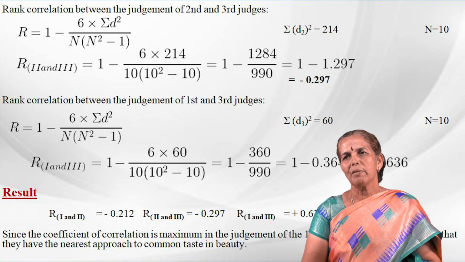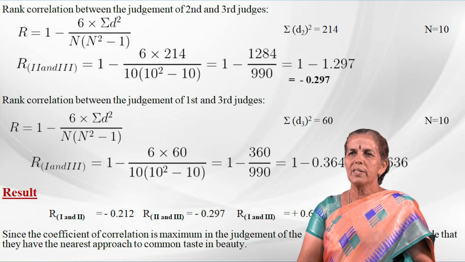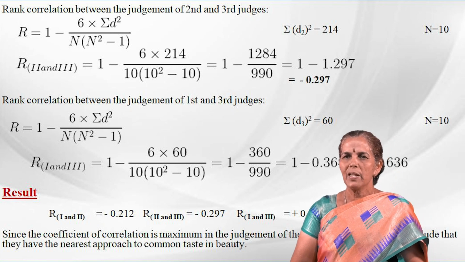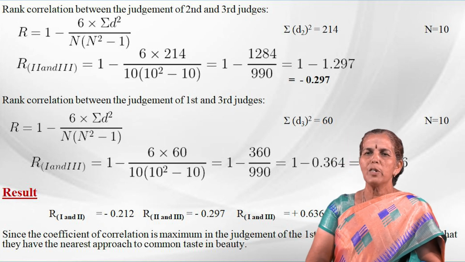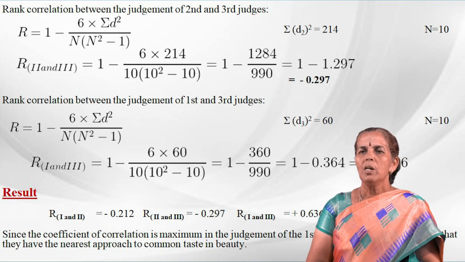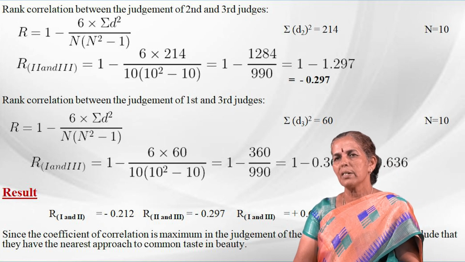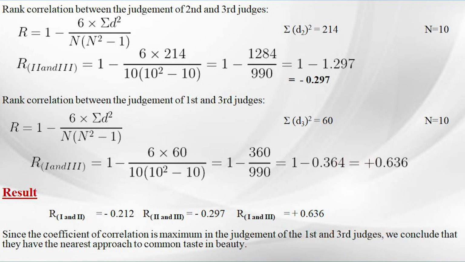We substitute all these values in the formula. After simplification, we got 0.636. Result: the rank correlation coefficient for the first and second judge is minus 0.212. For the second and third judge, we got minus 0.297. For the first and third judge, we got plus 0.636.